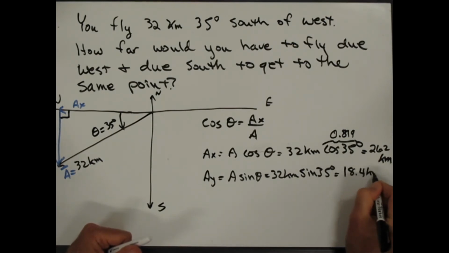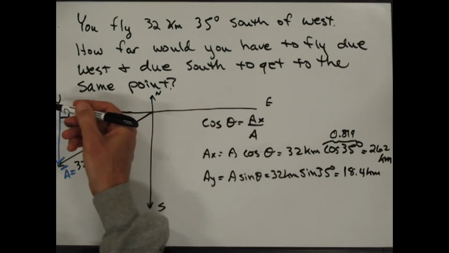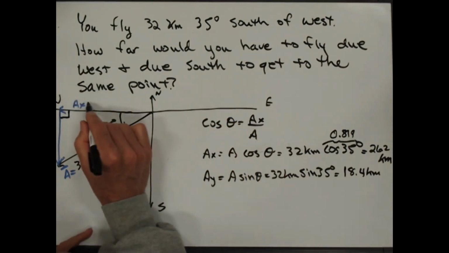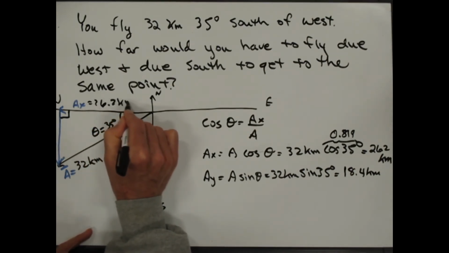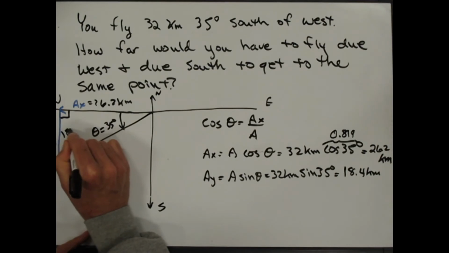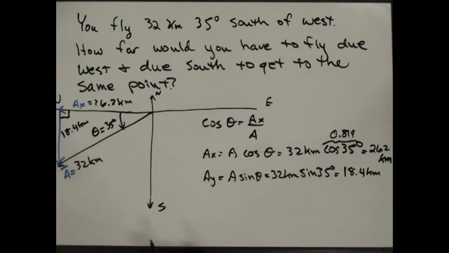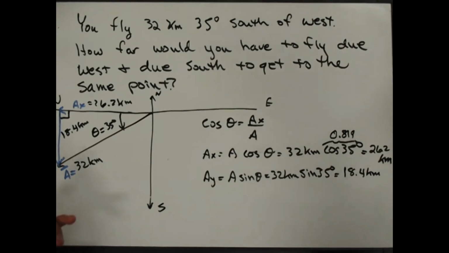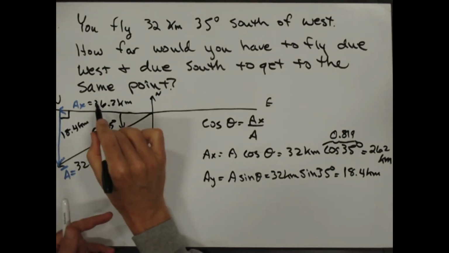18.4 kilometers. And so I would have to travel 26.2 kilometers this way, and 18.4 kilometers south to get to the same spot. That's just a calculation of the components of a vector question.